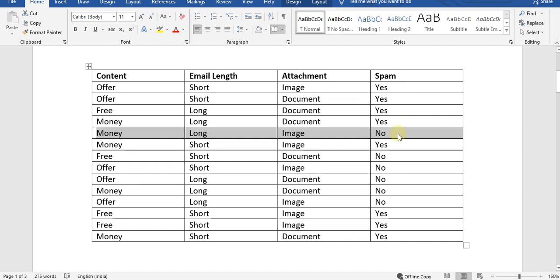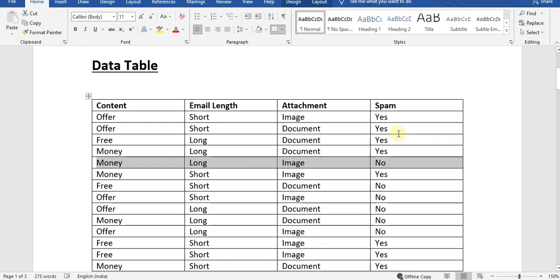So what is my purpose here? I want to develop the algorithm in such a way with this training data so that when any combination of values for these 3 features is given, I can predict whether that email message is a spam or not. Okay, that is the purpose. So this data table is given to me.